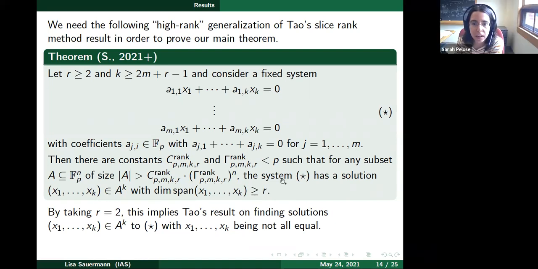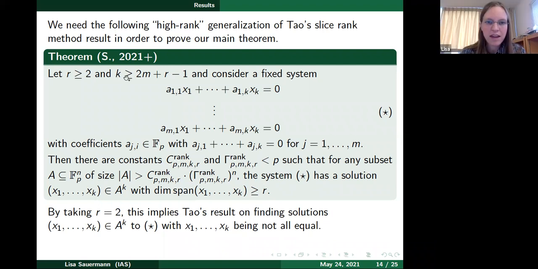So we have a question in the chat. Do we need r to be less than or equal to k? Yes, so we need k to be at least 2m plus r minus 1, which in particular means that r is less than k. So we need k to be large with respect to m and r in this way written here. k is at least 2m plus r minus 1. Also, otherwise, if r was bigger than k, this wouldn't make much sense, right? Okay. Any other questions?